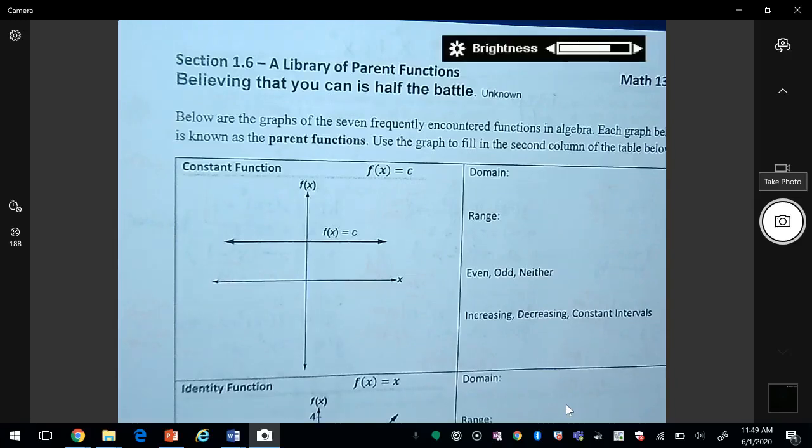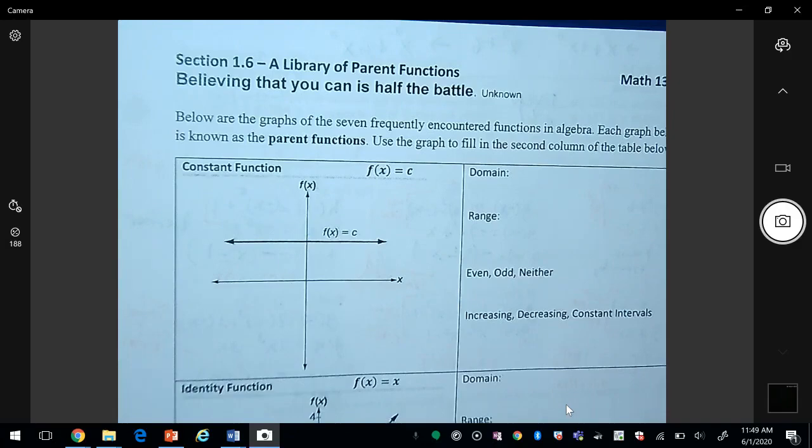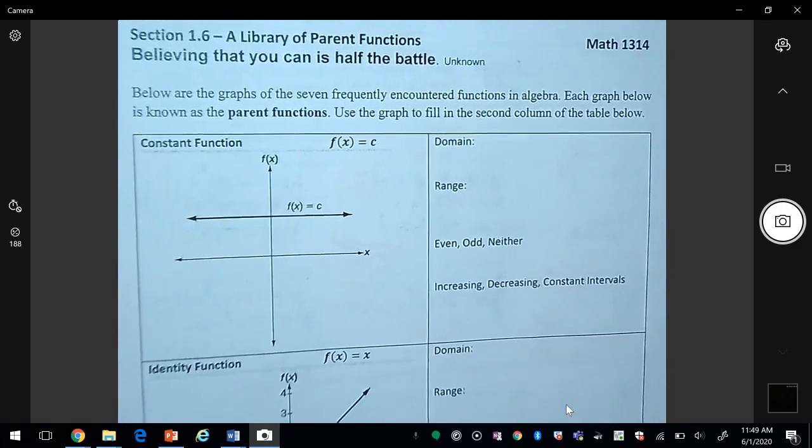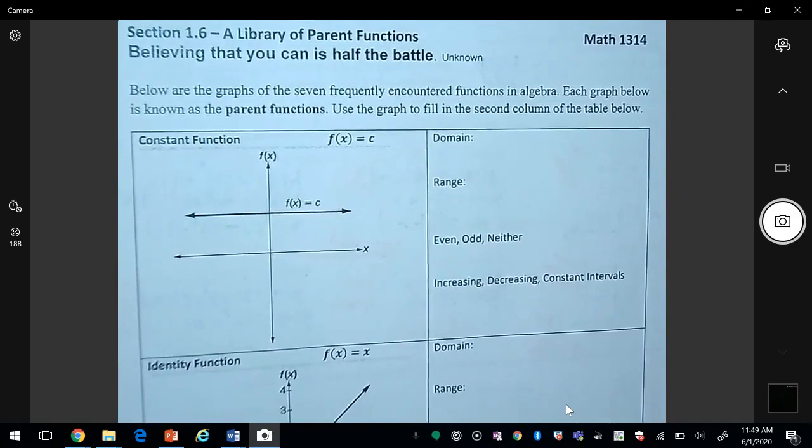Section 1.6, a library of parent functions. Believing that you can is half the battle, unknown. Below are graphs of 7 functions, and we know them as the parent functions.